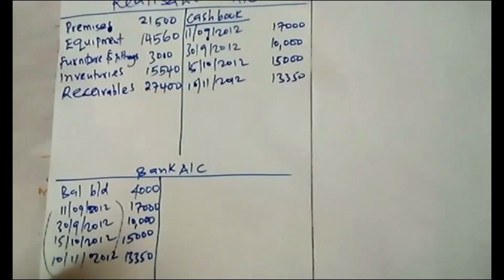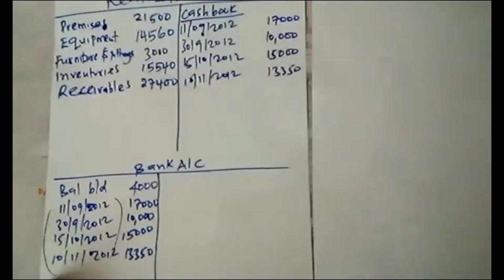So I think you have understood those. At least you can score some marks. The net has finalized. What are we supposed to include under the realization account?